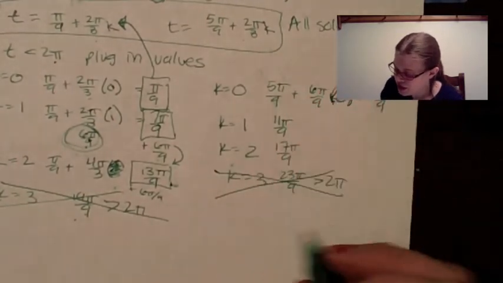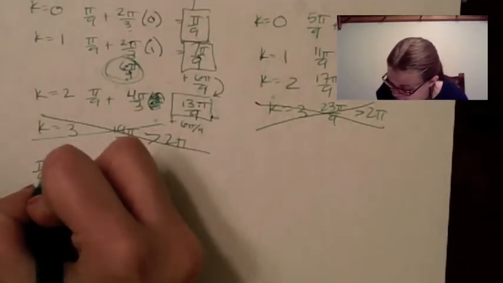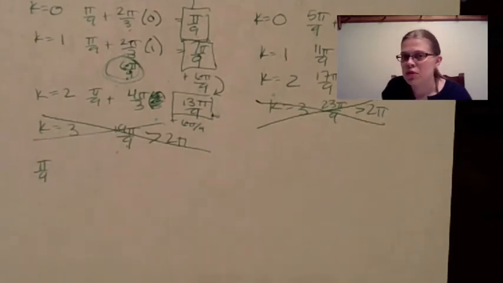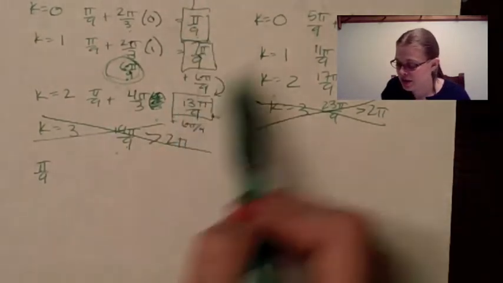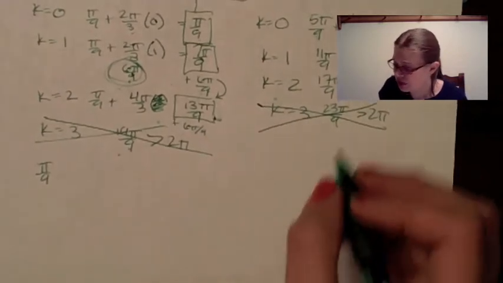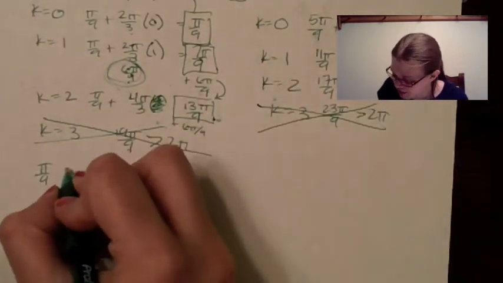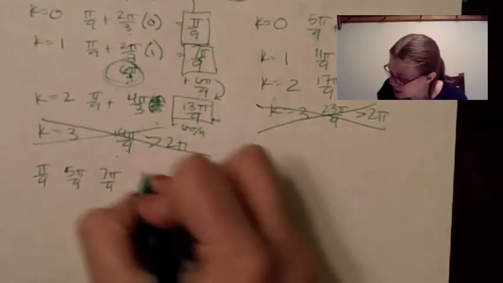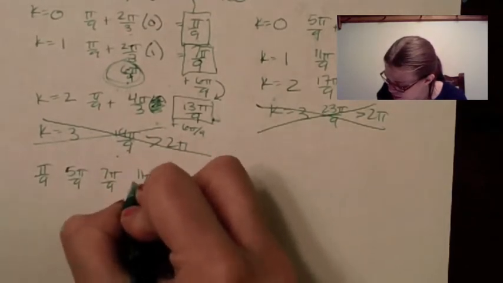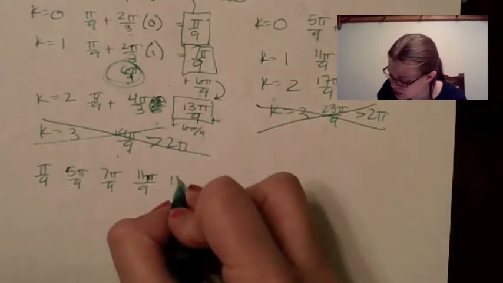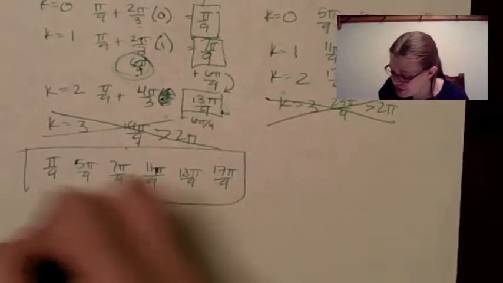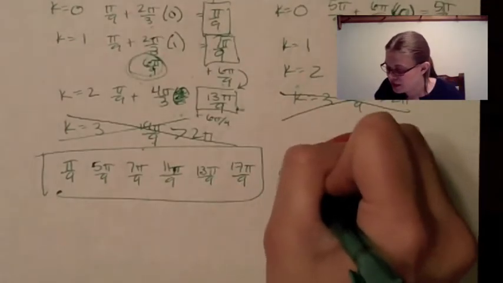Okay, so notice all of my answers now are in ninths of pi. We'll put them in numerical order. Typically I would write this and this, but for this problem we'll do it in numerical order. So I'd have pi ninths, then I would have 5 pi ninths. On a multiple choice test though, they do put them in numerical order, just so you know. Then 7 pi ninths, 11 pi ninths, 13 pi ninths, and 17 pi ninths. So these are your solutions that are in between 0 and 2 pi for your t value.